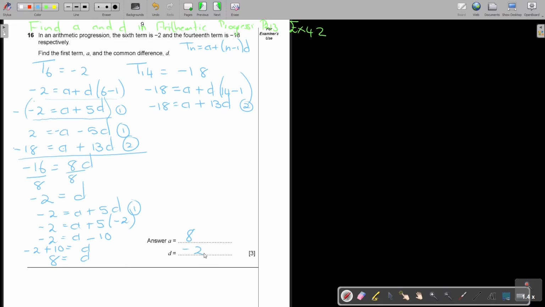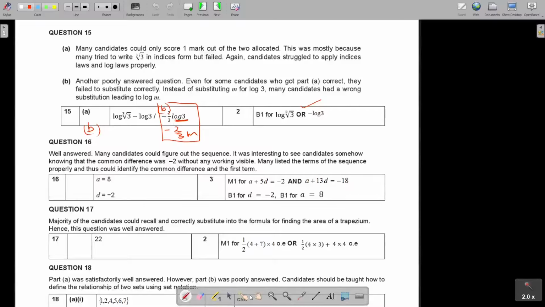Let's go to the exam report. So on the exam report, question 16. It's well answered. Many candidates could figure out the sequence. It was interesting to see candidates somehow knowing that the common difference was -2 without working visible. Many listed the terms of the sequence properly, and thus could identify the common difference and the first term. Okay, yes, that would help.